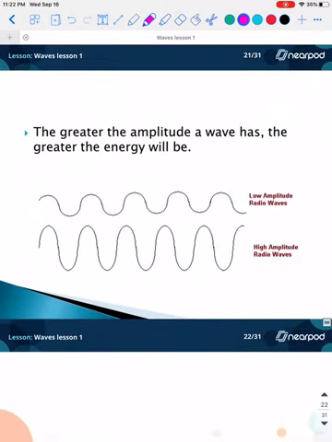So the greater the amplitude of a wave, the greater the energy as well. So if I have more amplitude, then I'm also going to have more energy. You know how I said, raise the amps? Something with a low amplitude is not going to be nearly as loud as this one.